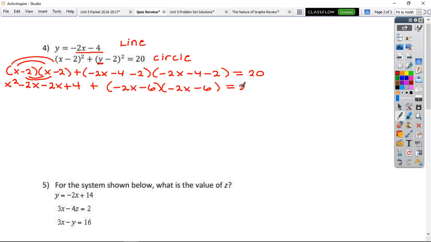Now I'm going to multiply my second set of binomials. I'm kind of doing a little bit to each part. So the left-hand side combines into x squared minus 4x plus 4. And then over here, I'm going to have a 4x squared minus 12, minus 12x, minus another 12x is minus 24x. And then negative 6 times negative 6 would be a 36 equal to 20.